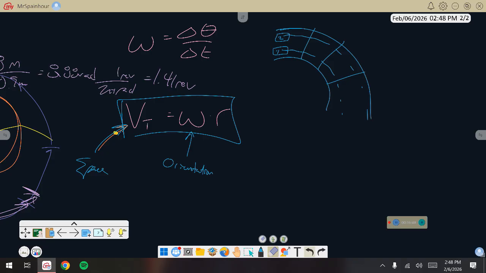Discuss in your group which one's going to have a larger angular velocity, or is it going to be exactly the same? Discuss quickly.